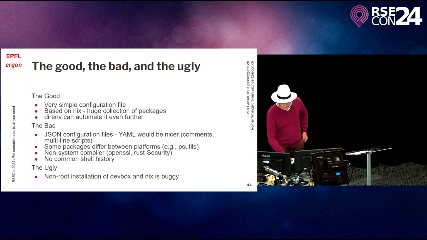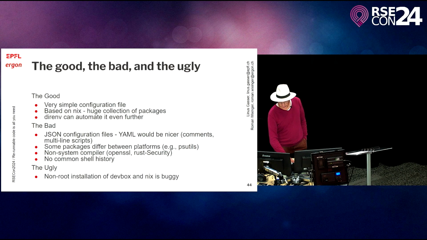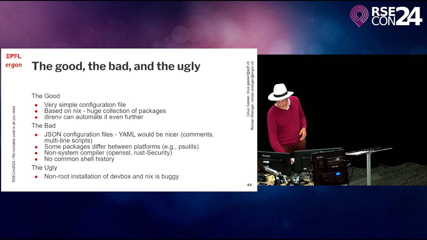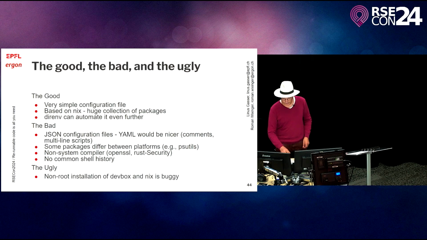Anyway, you have some packages which differ between platforms. For example, psutils, it's not the same on Linux or on Mac. Then all of a sudden you miss commands. That's not good. It doesn't use the system compiler, which is good because it's very rerunnable. But then sometimes with OpenSSL or Rust security stuff, all of a sudden it doesn't work. So you need to go to the repository and ask them why. And yeah, somebody complained you don't have a common shell history, but I think that could be solved.